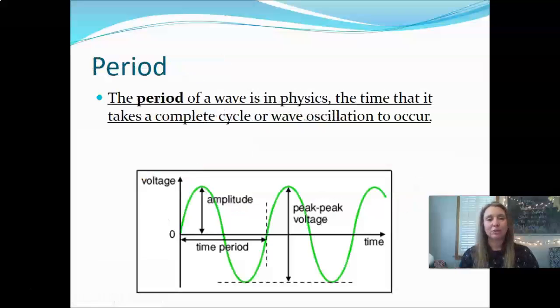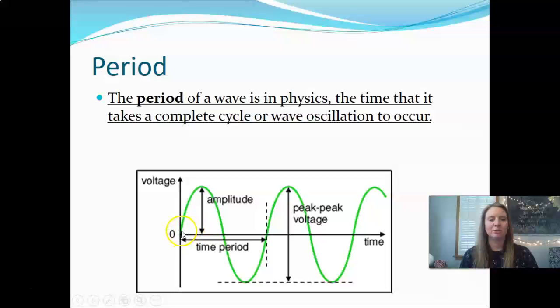Another unit of measure for a wave is called a period. And a period is just the time it takes to complete one cycle. So here's our rest point again, this line here, and here's our wave in the green. Wavelength is from crest to crest. Amplitude is the height from rest point to crest.